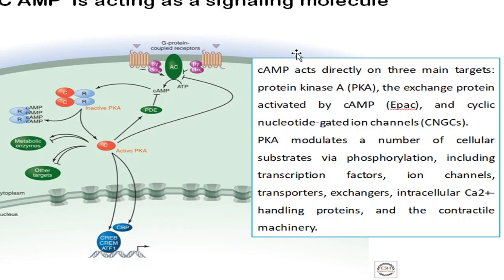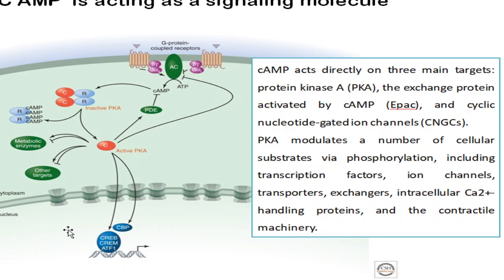If you take protein kinase A, first the message will be received by the G protein coupled receptor. Then adenylyl cyclase will convert ATP to form cAMP. Then it will act as a secondary messenger. It will convert the inactive form of protein kinase A to the active form of protein kinase A. Then this protein kinase A will travel inside the nucleus and transcribe a few important genes. So that's how cAMP acts as a secondary messenger.